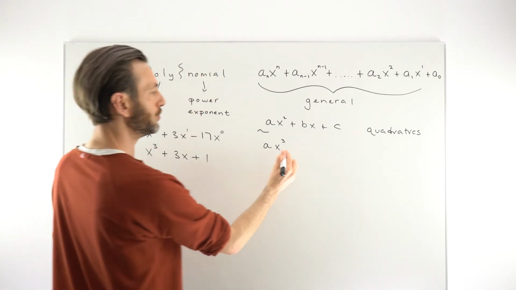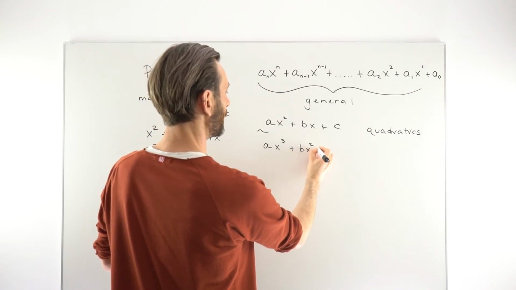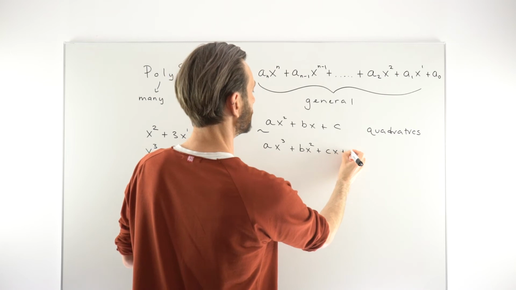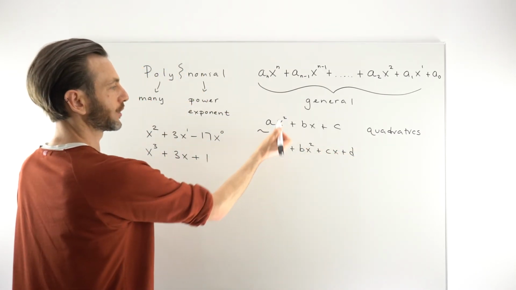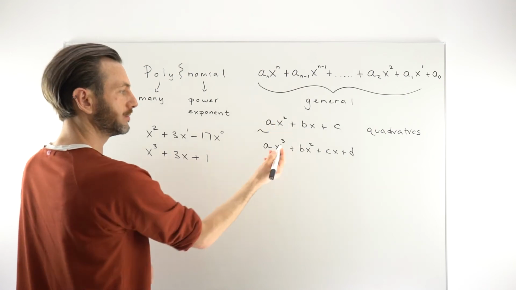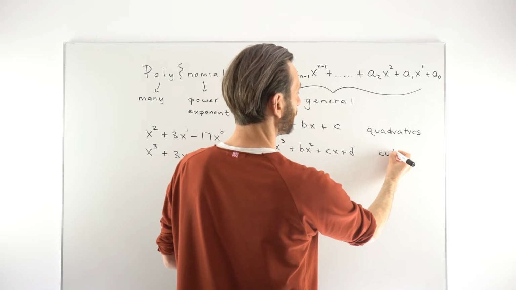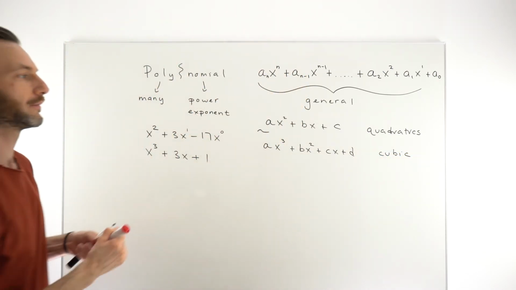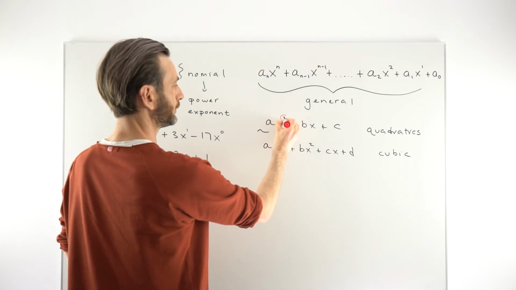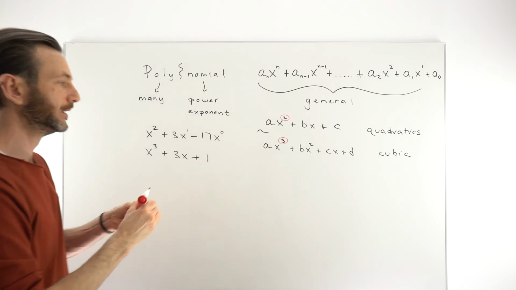So in general, a cubic looks like ax cubed plus bx squared plus cx plus d. So again, just getting all your descending powers. The thing that makes this a quadratic, by the way, is the x squared term. The thing that makes this a cubic is the x cubed term. So these are specific names for certain types of polynomial. So if the highest power is a squared, it's a quadratic. If it's a cubed, then it's a cubic.